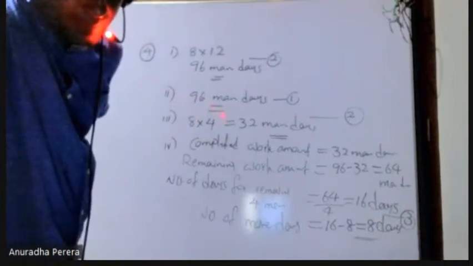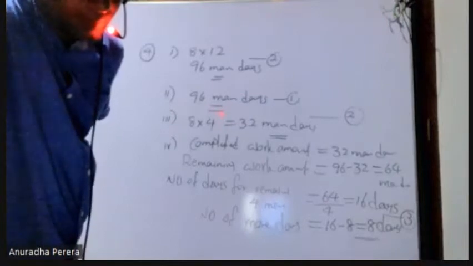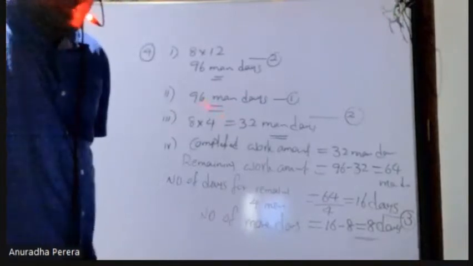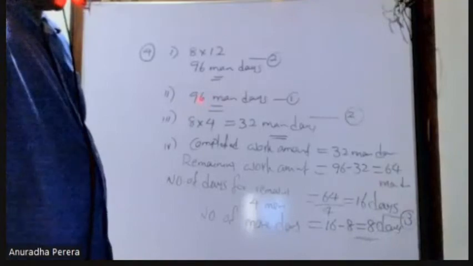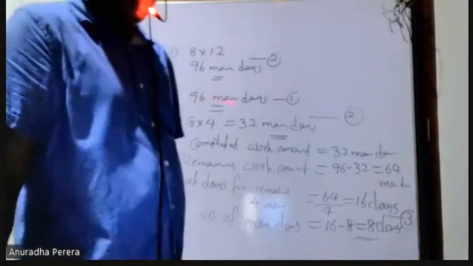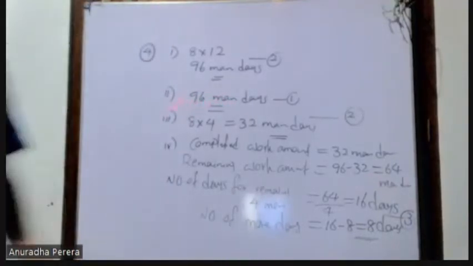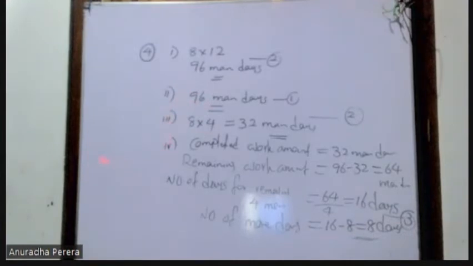If the daily salary of the labor is 1500, find the total labor cost. The daily salary of a laborer is 1500. Find the total labor cost.